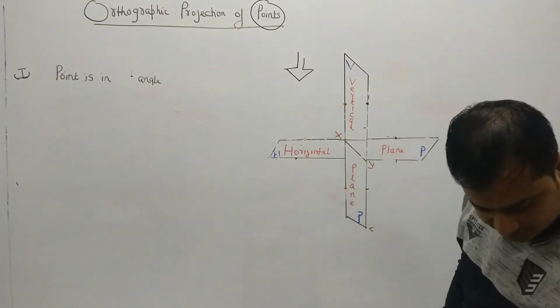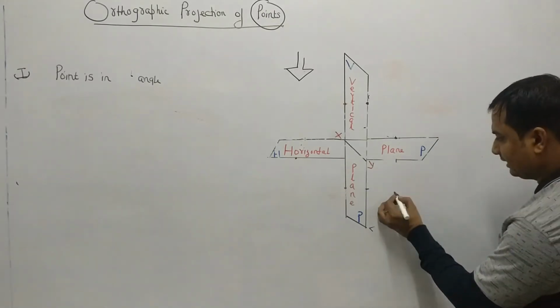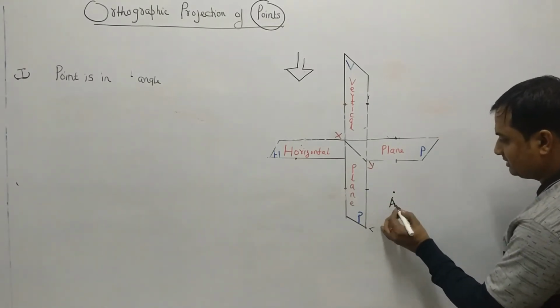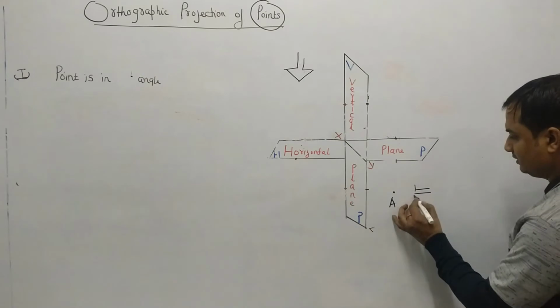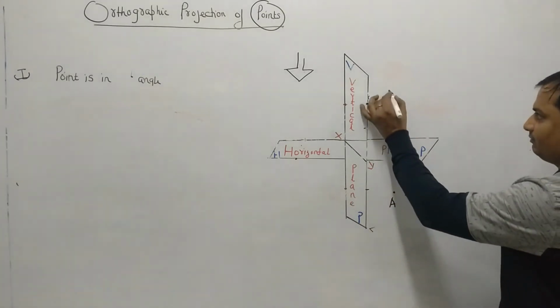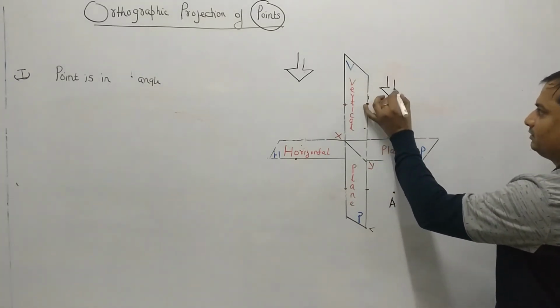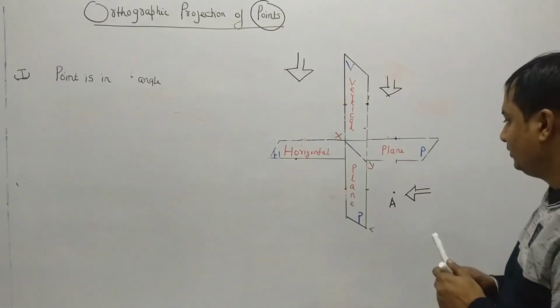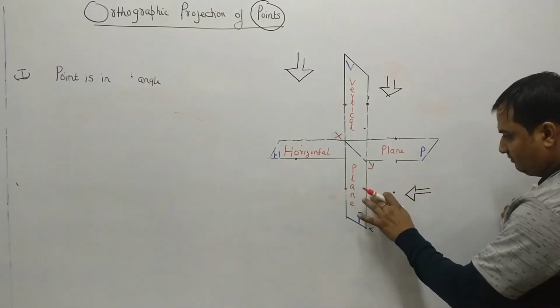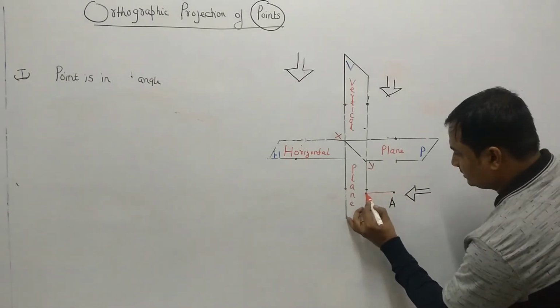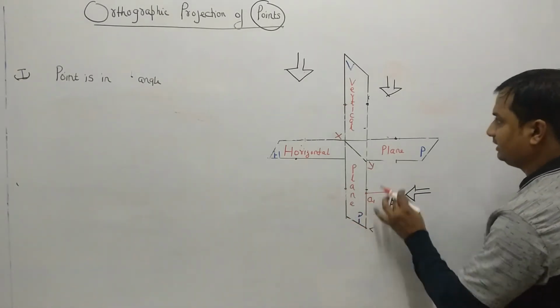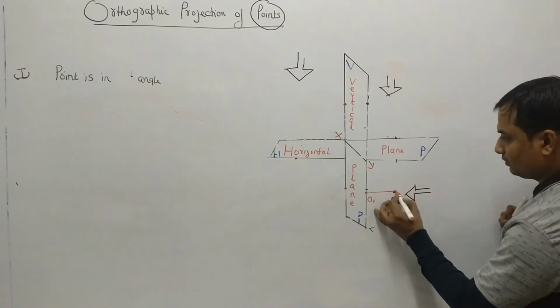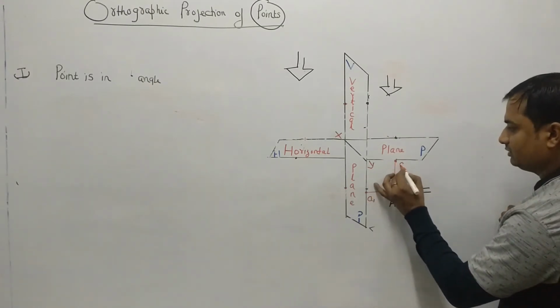So the point has been shifted from here. I have taken the point in the fourth angle. This is my point, named capital A. Again, the observer, if you are looking from the top, let's locate the observer from here. Where will the location of the front and top view be? When the observer is looking from the front, this will be my location on the VP. This is A dash. When he sees from the top, the location will be somewhere here. So this is my A.